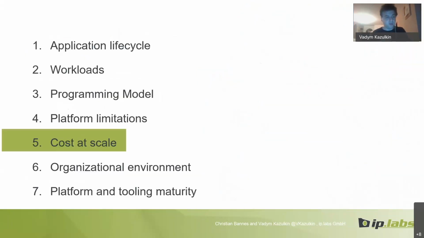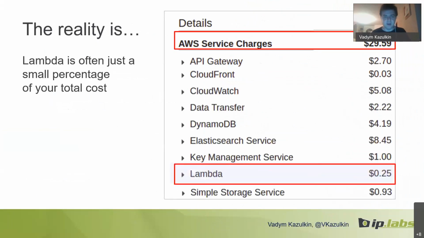So now moving to another part, and this is the cost, and especially understand your bill and understand your cost at scale. And this is the invoice of the application that I deployed, and you see Lambda costs a fraction of a percent. So there are a lot of other cost drivers.